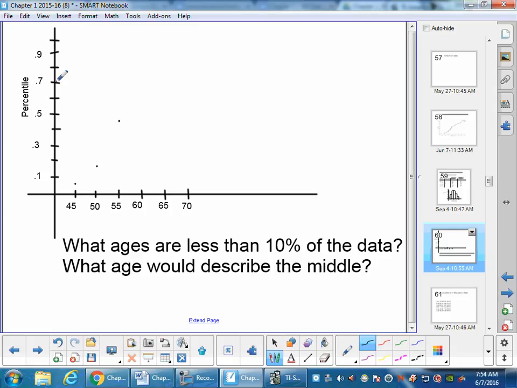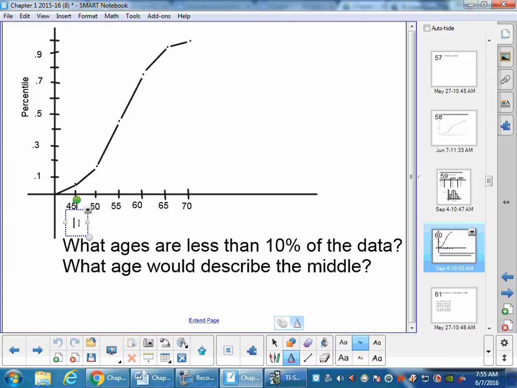60, we had 77%. And 65, we had 93%. And then at 70, we had 100%. And now we take a line and just connect all these points. Sometimes they leave a little space so you can see the point. And that right there is an ogive.